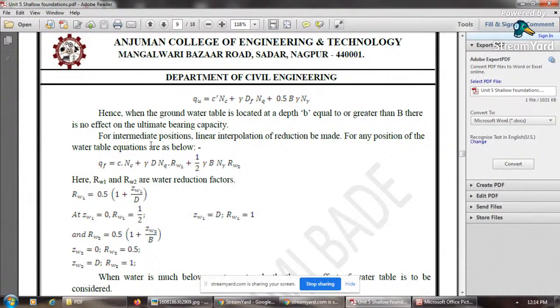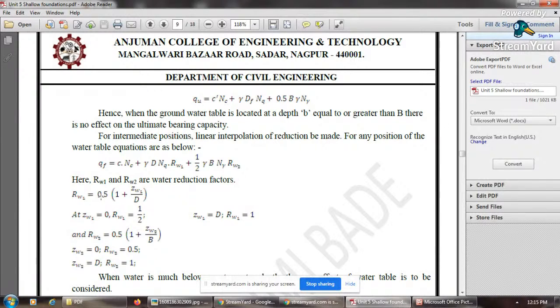For any position of the water table, the equations are given below. So kindly see the equation where you have to add the reduction factors. Here qu equals c Nc plus gamma D Nq into Rw1 plus half, meaning 0.5 gamma B N gamma Rw2, where Rw1 and Rw2 are water reduction factors. So how will you calculate Rw1? It will be with respect to D, and Rw2 with respect to B.